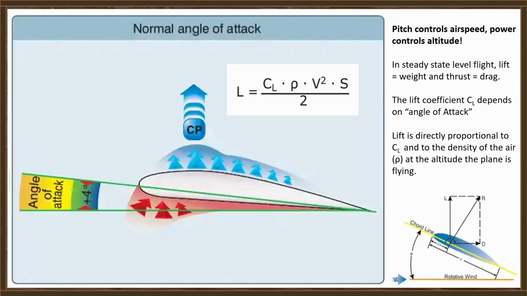We only need to talk about 2 of those factors. The lift coefficient, C sub L, depends on the angle of attack. We have charts that tell us, for a given angle of attack of the wing, what the lift coefficient would be. The other factor is the density of the air. We call that rho, and that's dependent on the altitude the plane is flying at.